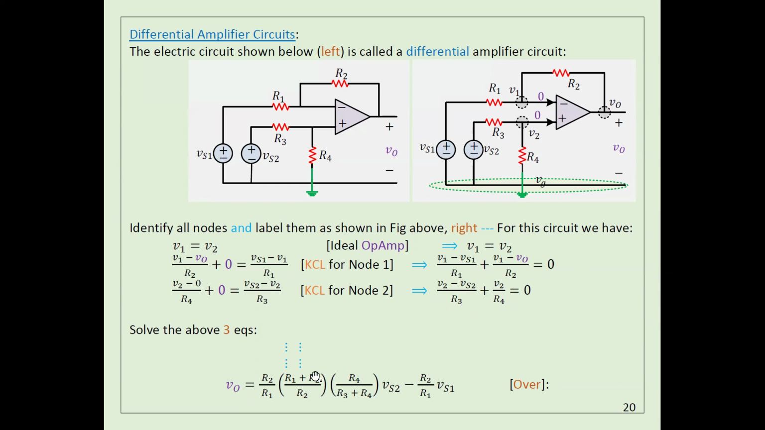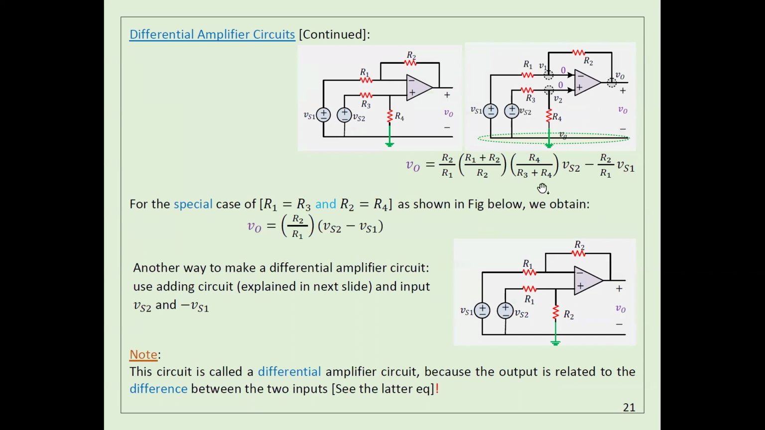Okay, so if you do the math here, this is the final equation you can get. Okay, Vout equals R2 divided by R1 times whatever. So in this equation, I can select some values. This is the equation I got here, but I can select R1 equal to R3.